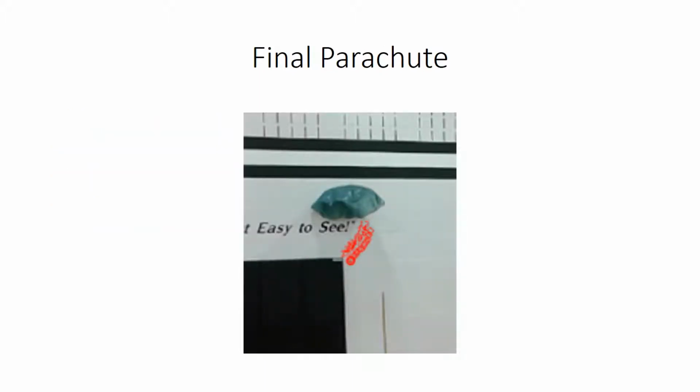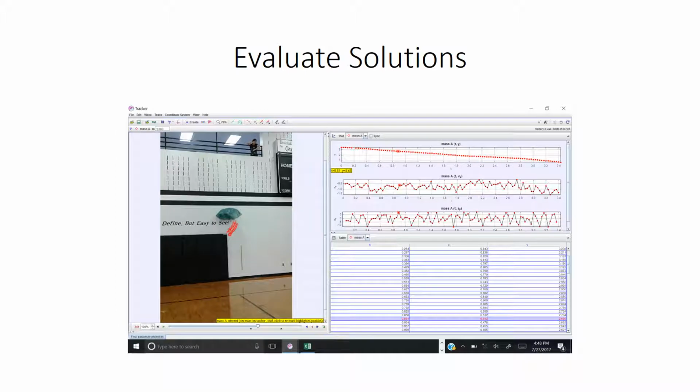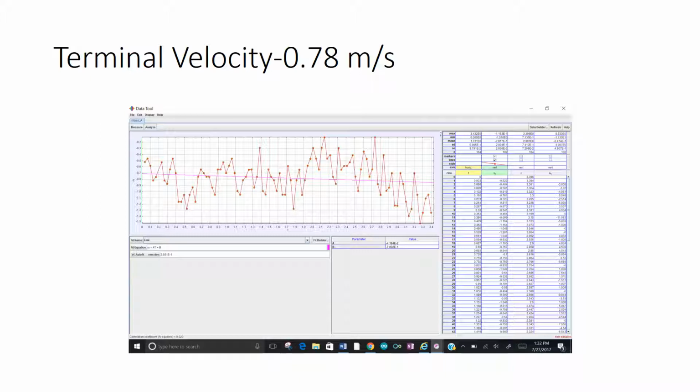So here is my final parachute that I released over the edge of the mezzanine at my school. And here are the tracks that I made from my flight. So if you look at the position time graph, which is the top graph, you can see that this parachute did reach terminal velocity, and I can tell that because the line is fairly straight. This is a graph of the velocity, and it's got a straight line through it.